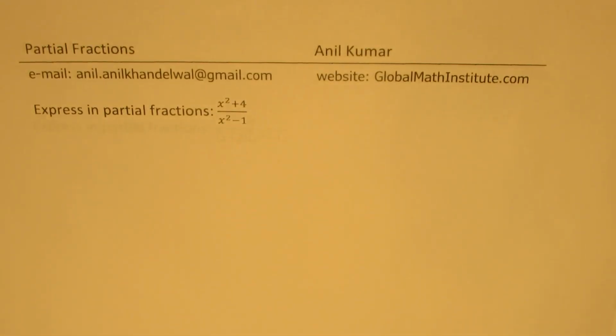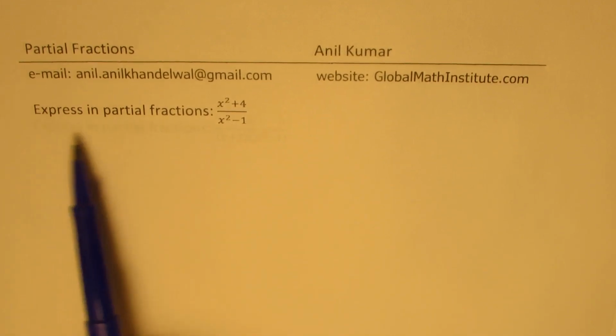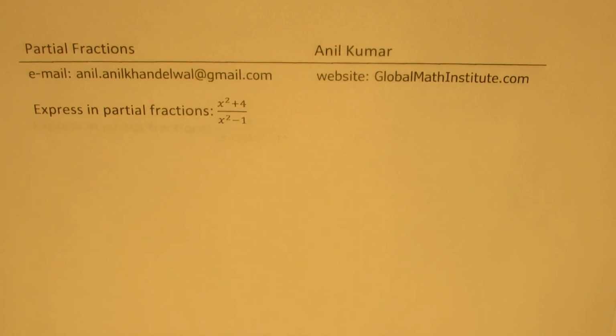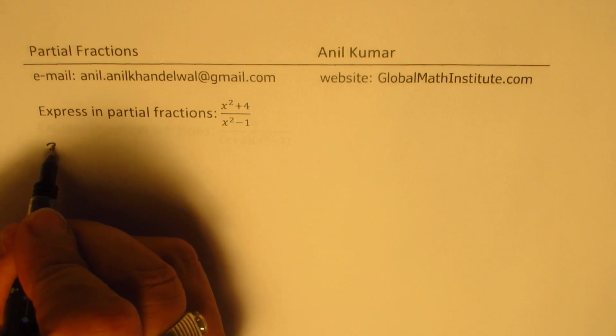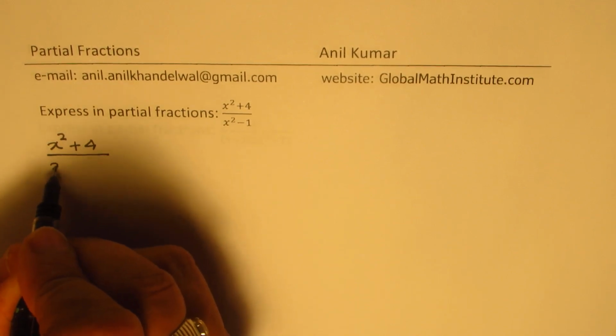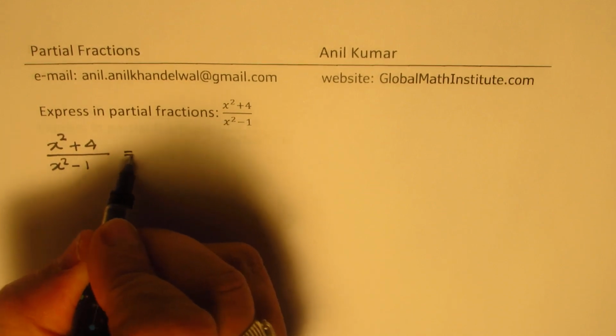Now let's take another example where we have partial fraction of the kind x squared plus 4 over x squared minus 1. I'd like you to pause the video and answer this part of the question and then look into my suggestions. Look into this expression, which is x squared plus 4 over x squared minus 1.